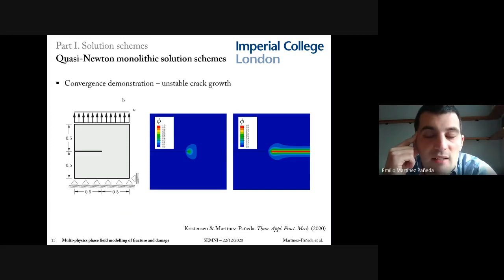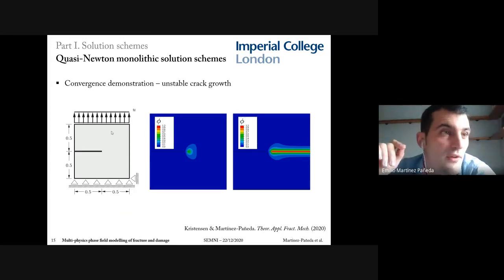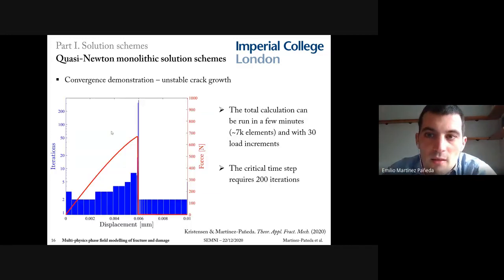What you see in the slide is a square plate with a crack subjected to uniaxial tension. The solid is elastic and fracture occurs in an unstable fashion, so the crack propagates instantaneously across the entire width of the plate. You can see here the resulting force versus displacement curve in red. You can see that there's a sudden dramatic drop of the load carrying capacity as a result of the unstable crack growth event. And superimposed, you can see the load steps taken and the number of iterations per each load step.